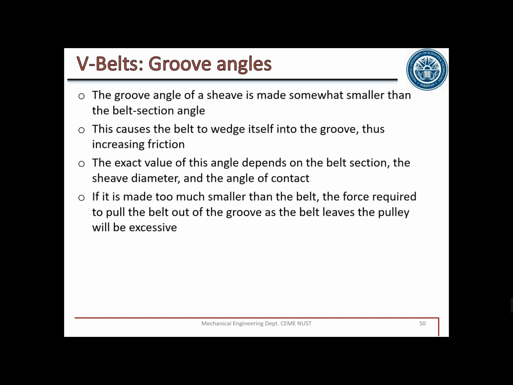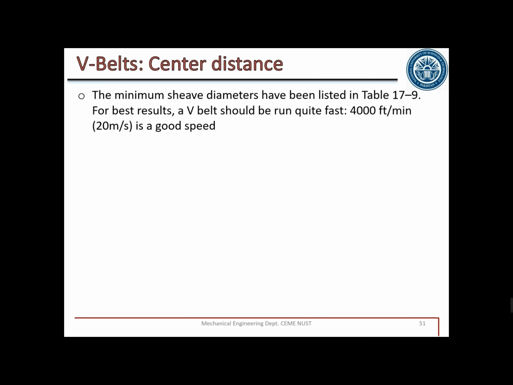If the sheave angle is made too much smaller than the belt angle, the force by which the belt is fixed within the sheave will be a lot, and the motor will require a lot of power to pull the belt out of the sheave. And if the difference is small, or there is no difference, or the sheave angle is large, there will be slippage. So this angle has to be kept right. The difference of angle has to be calculated, and this is used in commercial literature. In educational literature, it does not exist in detail.